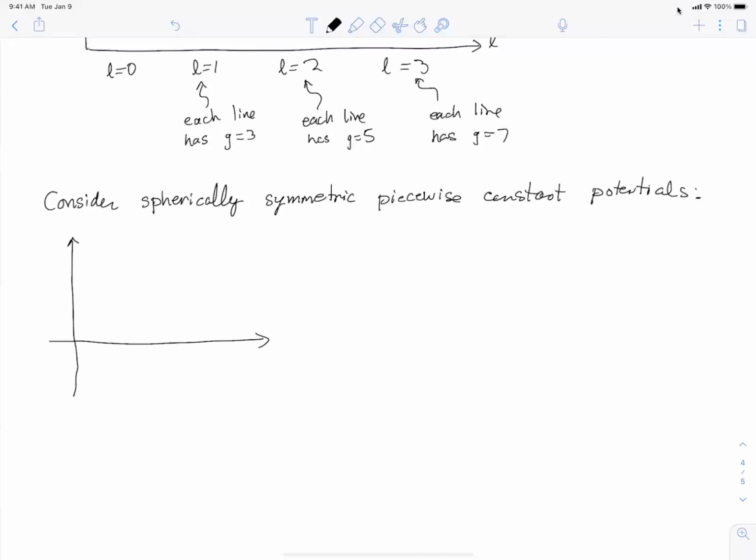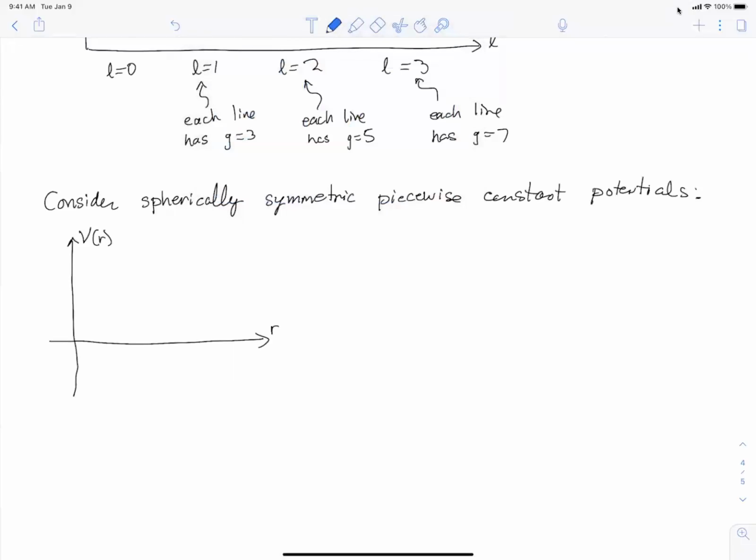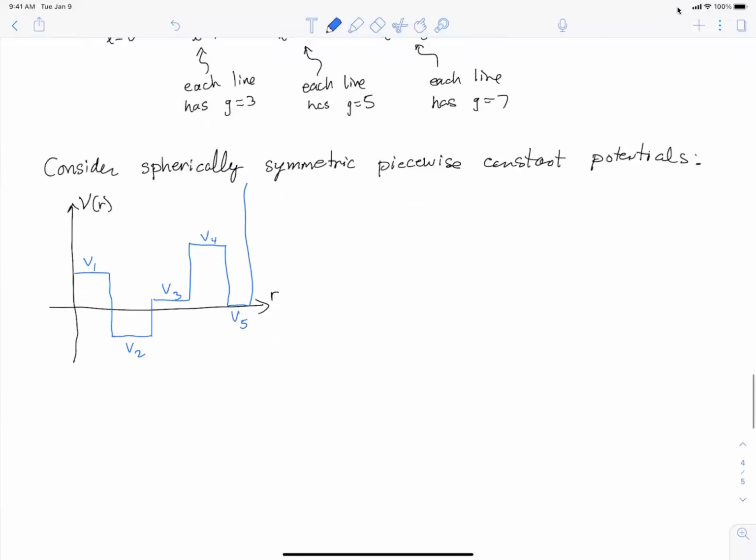Here's potential as a function of distance from the origin. There's distance from the origin. And now my potential might look something like this. It's some positive value, goes to some negative value as a constant. Then it might go positive more, might go to 0, might go to infinity. Who knows? Something like that. But these different values are constants. Okay, and so in each range of R, it's obeying like a free particle.